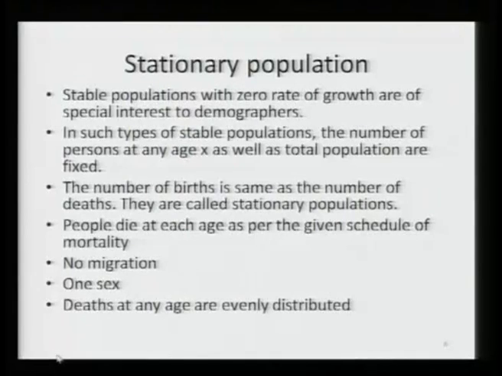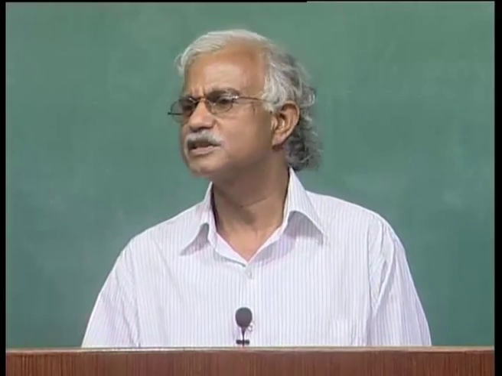A special case of this is the stationary population. Stable populations with zero rate of growth are called stationary populations, and they are of special interest to demographers. In such a stable population, the number of persons at any age x as well as the total population are fixed. The number of births is the same as the number of deaths. People die at each age as per the given schedule of mortality. There is no migration, the whole population consists of one sex, and deaths at any age are evenly distributed.